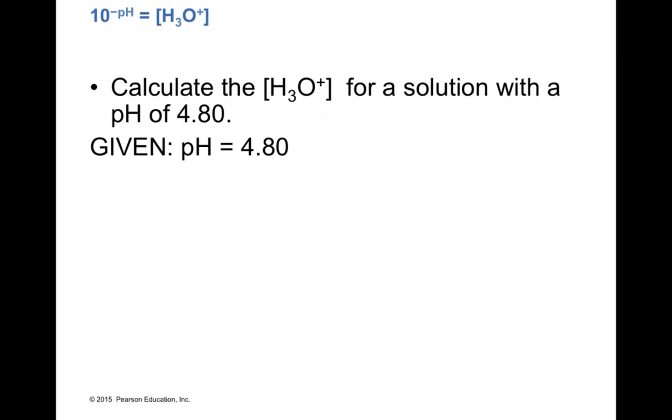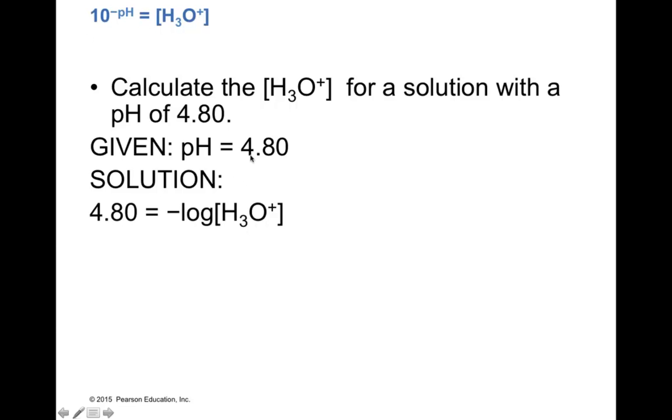What if I have the pH and I need to calculate the concentration of hydronium ion? For this one, the pH is equal to 4.8. We're going to use the following equation: 10 to the power of minus pH. We add the pH here, and that's what's going to give us the concentration of hydronium ion. So here we have pH equal to 4.8, which is equal to minus log of hydronium.